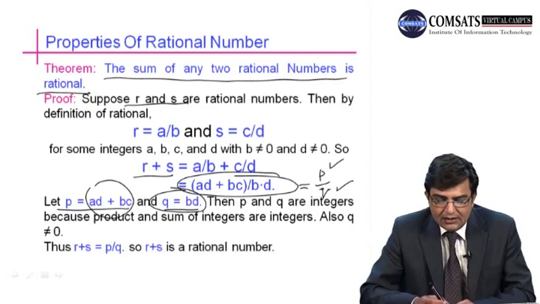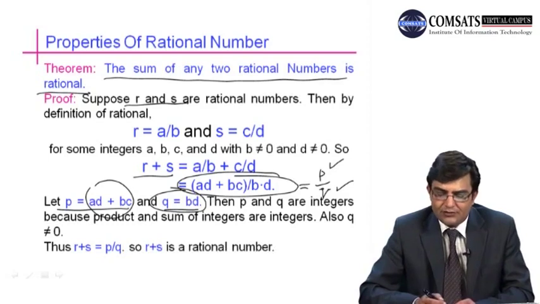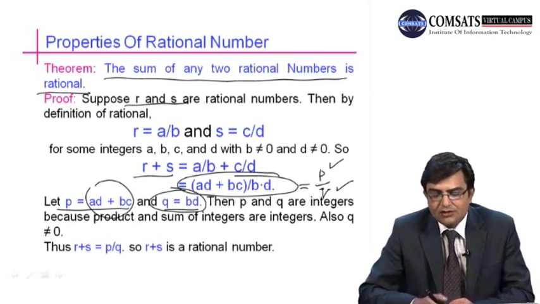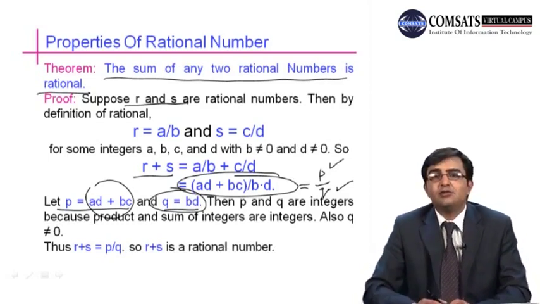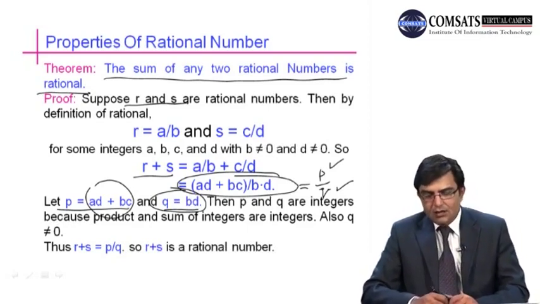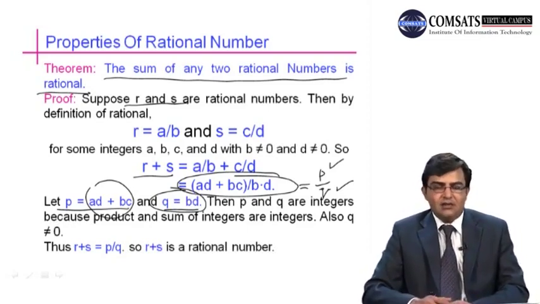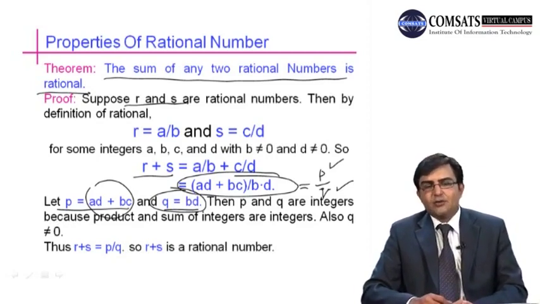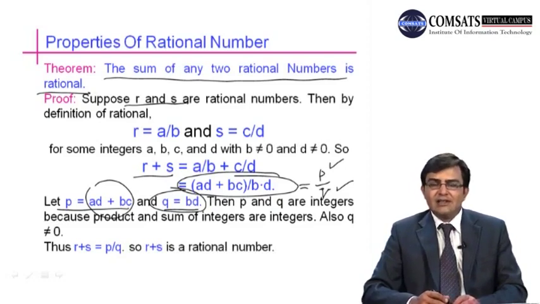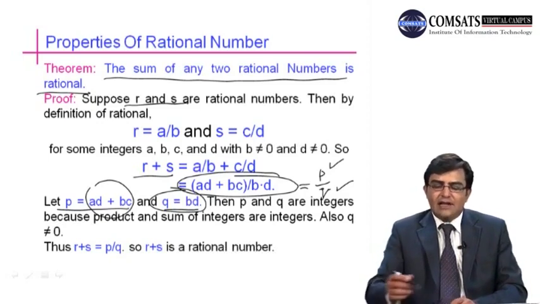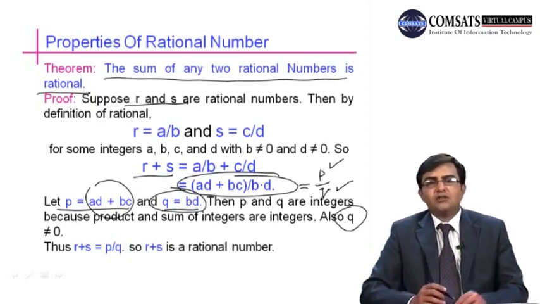And we know that B is different from 0 and D is also different from 0. That is, B is not equal to 0, D is not equal to 0. If we have two non-zero numbers, for example, 2 and 5, these two are both non-zero, and the product of two non-zero numbers must also be non-zero. So if B and D are two integers which are not equal to 0, then their product is also an integer which is not 0. So we can conclude that Q is also not equal to 0.